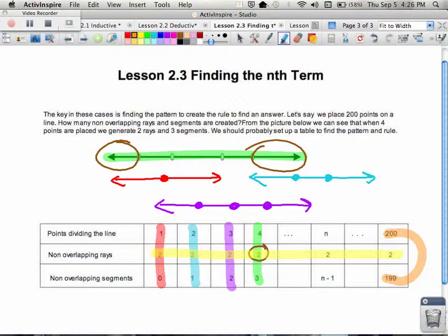And so in the end, what you deduce from all this information is this stuff right here in the pink circle. That for n number of points, there will always be 2 rays on the ends, and always n minus 1 for the number of non-overlapping segments. Again, the whole point of this is to use deductive reasoning so that you can develop the pattern and see what's going on and create a rule. You want to be able to create rules for these. So in the pink circle are the rules for what's going on in our example.